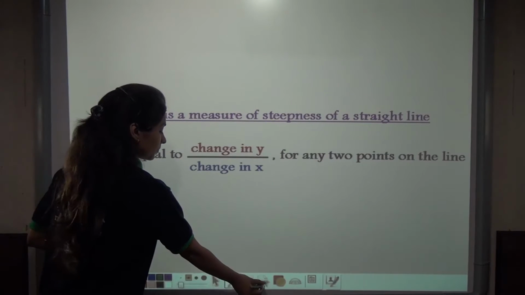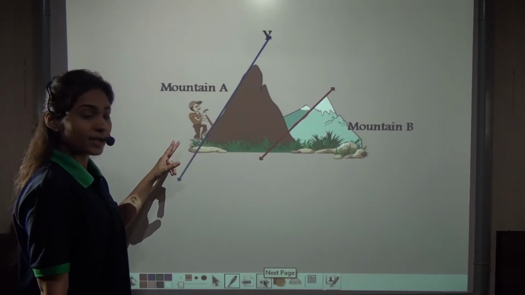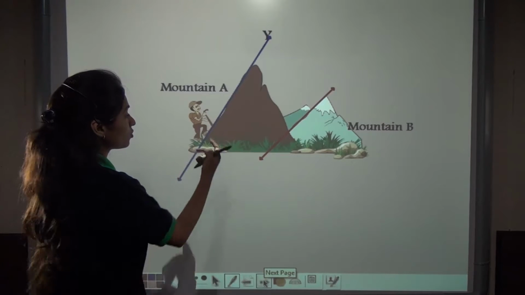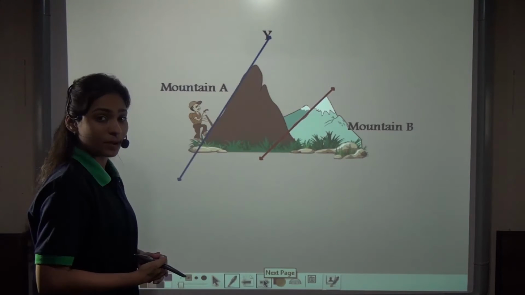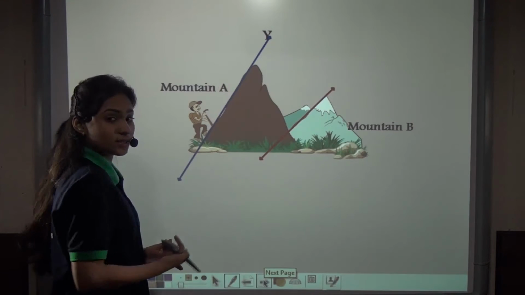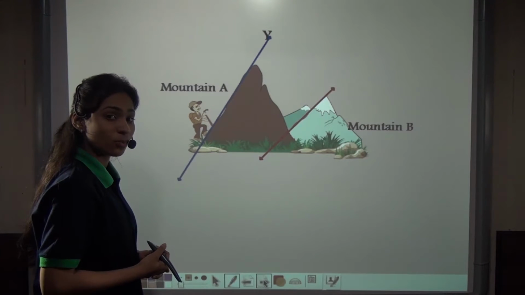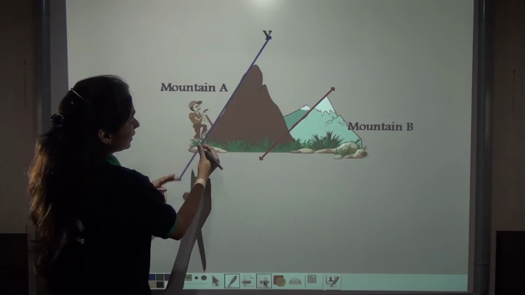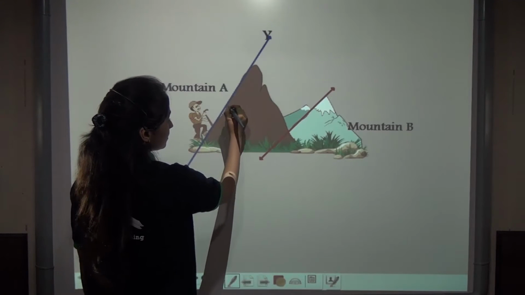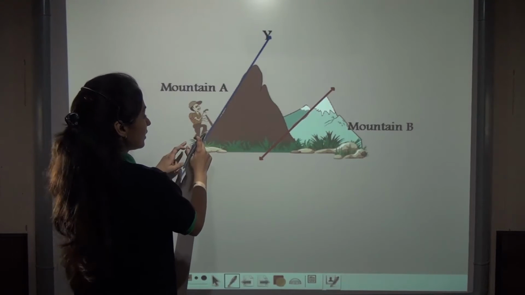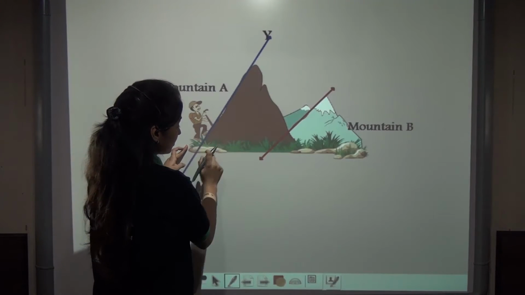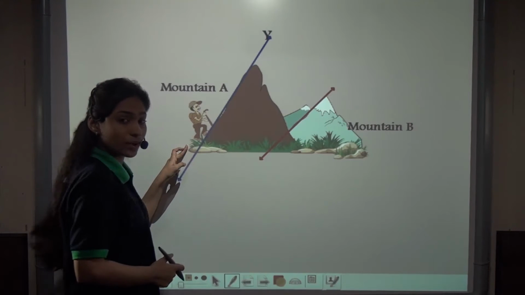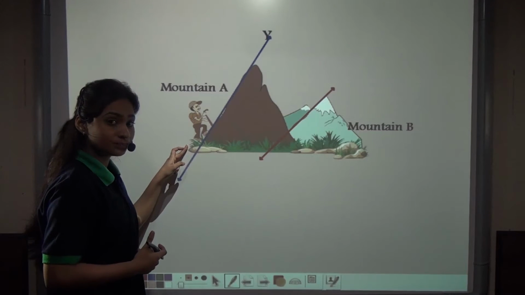Say for this. Now this man, he has gone on a trekking trip and he wants to calculate the slope of these two mountains. But here he does not have a graph paper, nor does he have the coordinates. Then how will he calculate the slope? You can say that he can count the number of steps he is climbing. That is, he can see the changes in y. But he cannot see the changes in x. That is how inside the mountain he is going. So what will he do?